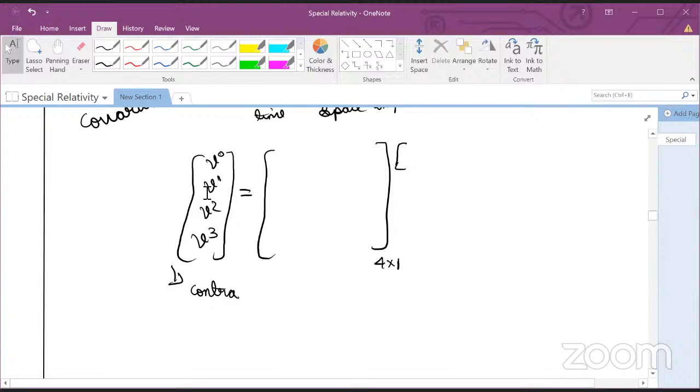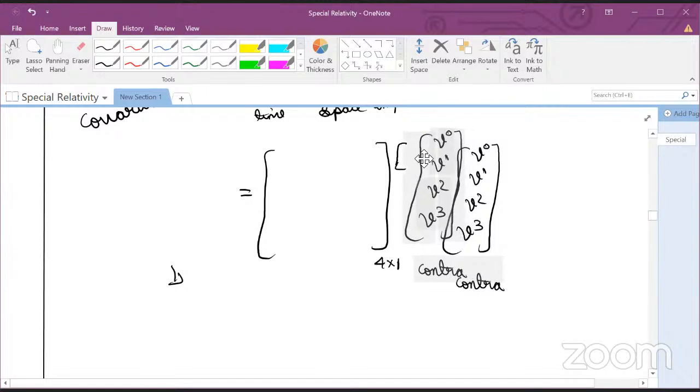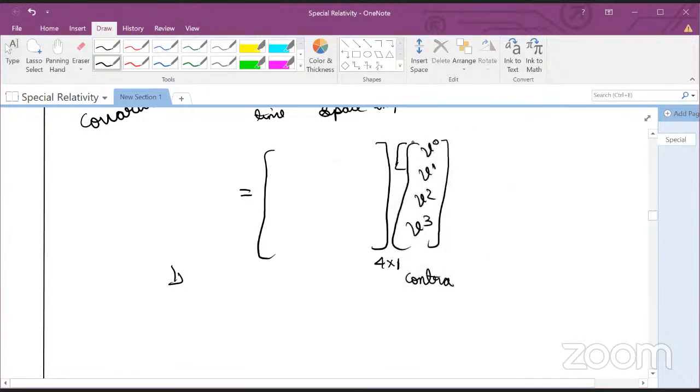I think I messed up. So first it has to be the row matrix. So we need the row matrix first. It's 4 into 4, this is 4 into 1. And here we have the row matrix V sub 0, V sub 1, V sub 2, V sub 3.